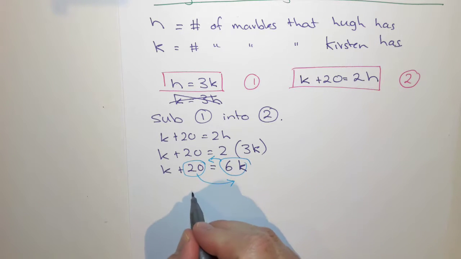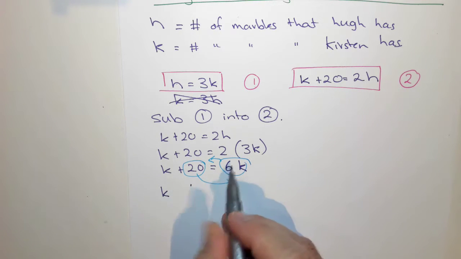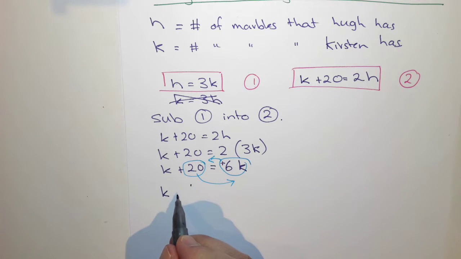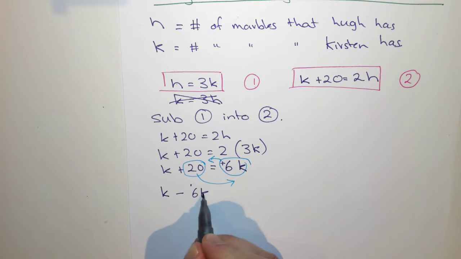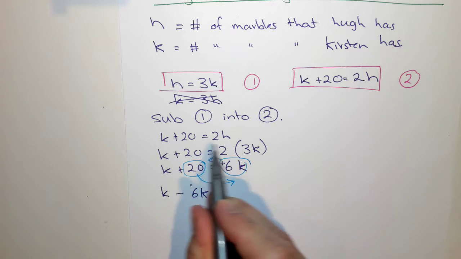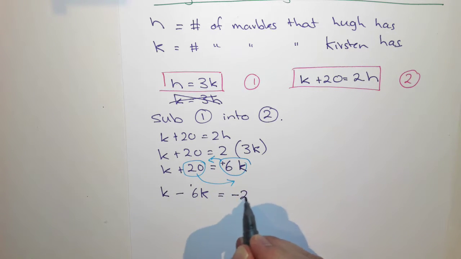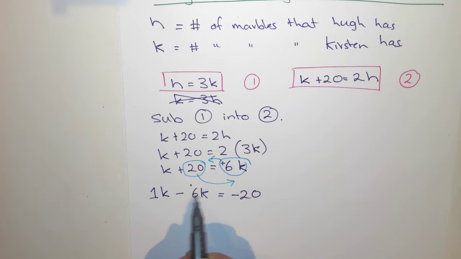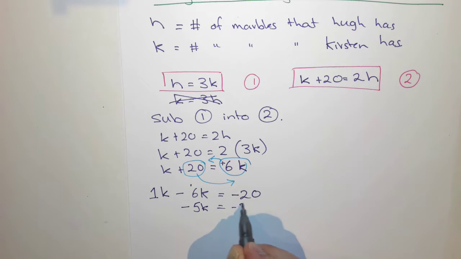So I'm going to leave that k there. This 6k here is a positive, so when it crosses the equal sign, it's now going to become a minus 6k. And this 20 is a plus 20 on the left, so when it moves across, it's going to become minus 20. So now I need to do k, and this is 1k. We're just lazy and don't write the 1, but that's there. 1k take away 6k leaves me with minus 5k equals negative 20.